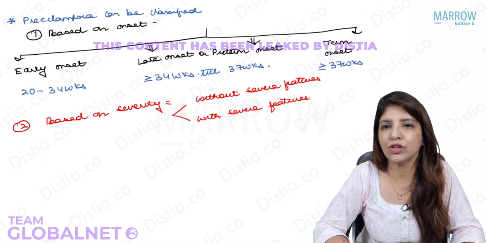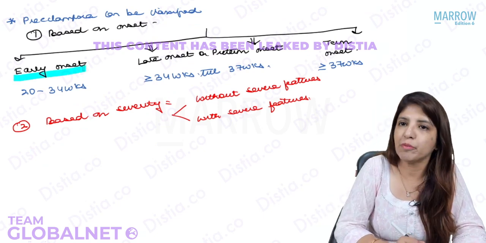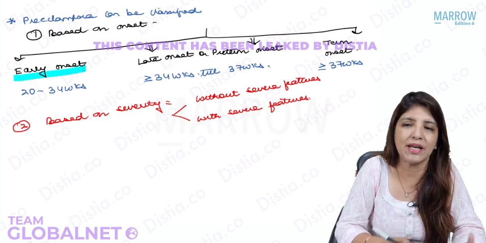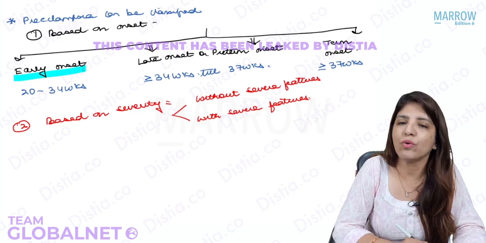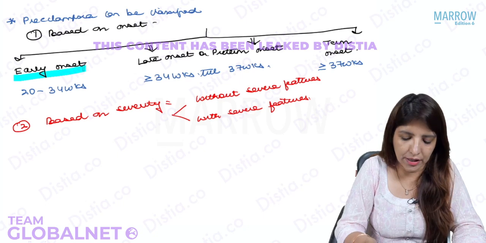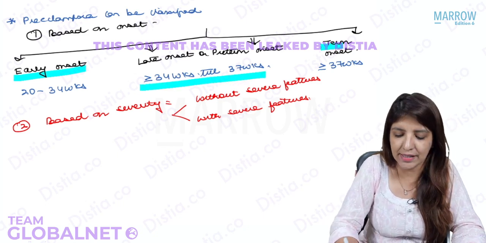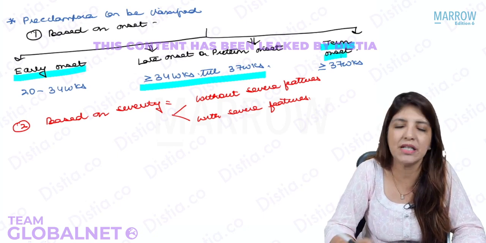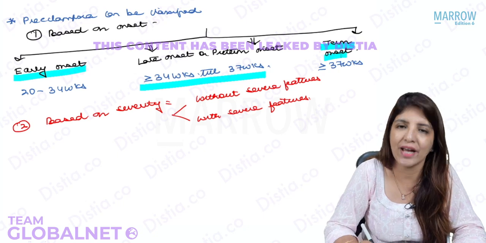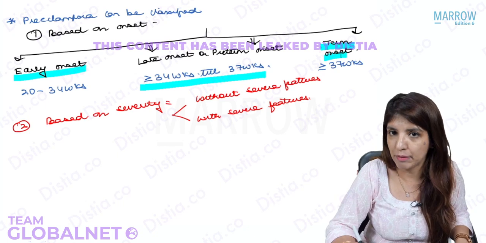Now, preeclampsia can be classified by 2 methods. One is based on the onset. You can classify preeclampsia as early onset preeclampsia, when it happens after 20 weeks and up till 34 weeks. Or you can classify it as late preeclampsia, when it is happening after 34 weeks and up till 37 weeks. Or you can classify it as term onset. Term onset means that preeclampsia is happening at more than or equal to 37 weeks, right? So early preeclampsia, late preeclampsia, or term preeclampsia.